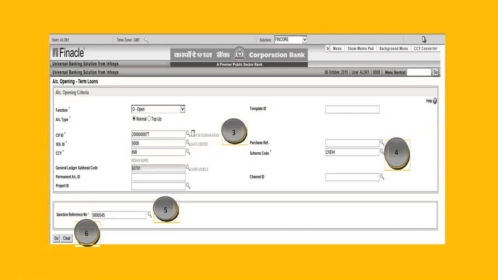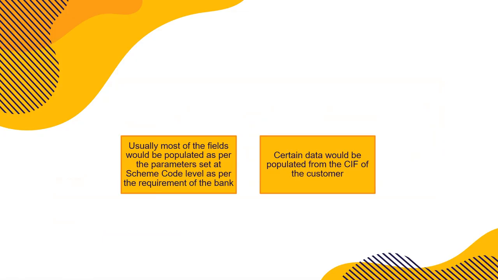And the sanction reference number, wherever the banks have this, you can enter that also. Usually most of the fields would be populated as per the parameters set as per the scheme code, as per the requirement of the bank.